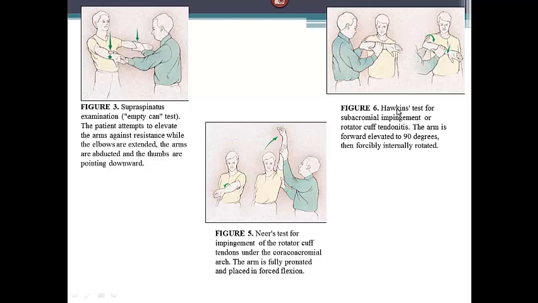You also have the Hawkins test. The arm is forward elevated to 90 degrees, then forcibly internally rotated, and this hurts. And the Neer test is basically for impingement of the rotator cuff tendon under the coracoacromial arch. The arm is fully pronated and placed in forced flexion, and this hurts also at the level of the insertion of the supraspinatus and infraspinatus. Besides, remember the Apley scratch test is another one.